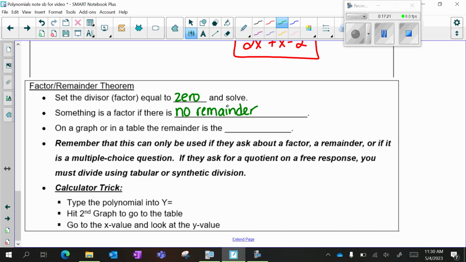On a graph or in a table, the remainder is given by the y value. So on my calculator, I'm always looking for the 0 in the y column. And this can only be used if they ask about a factor or a remainder, or if it's multiple choice. If they're asking you to divide or find a quotient on a free response, you must do synthetic division.